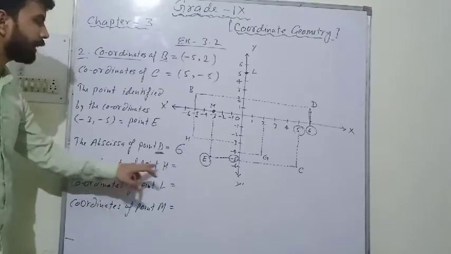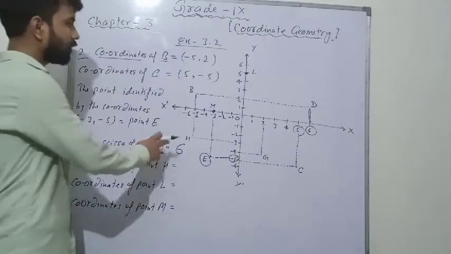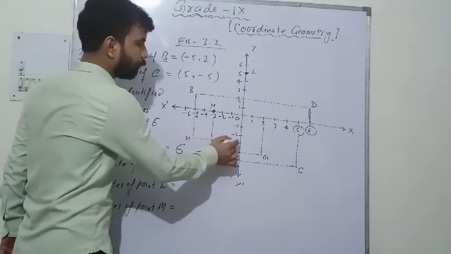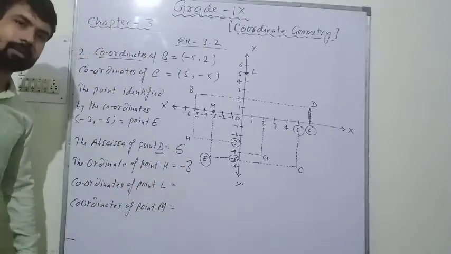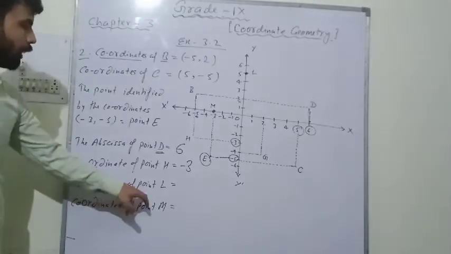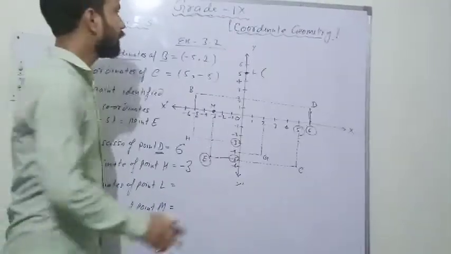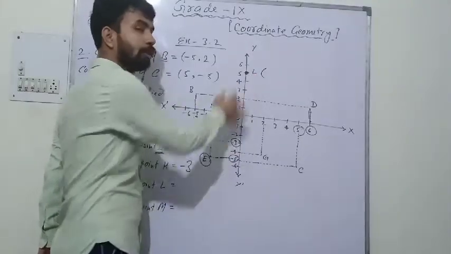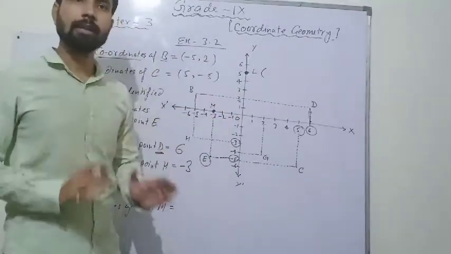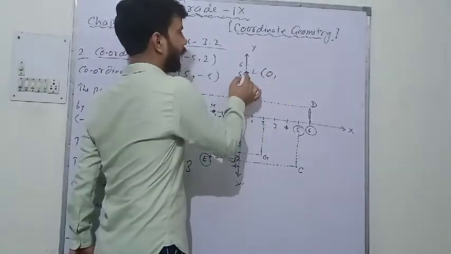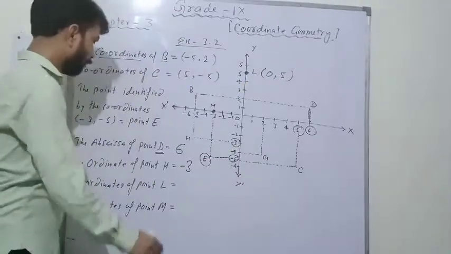Now the ordinate of point H. Ordinate means Y point. Y point of H. H is here. So its Y point. Y point is how much? -3. So the ordinate of point H is -3. Now the coordinates of point L. Point L is here. So what are the coordinates of this? Now see, this point is on y-axis. I told you, if a point lies on y-axis, then abscissa will be 0. So X point will be 0 and on Y, what is the point? 5. So the coordinates of L will be 0, 5.